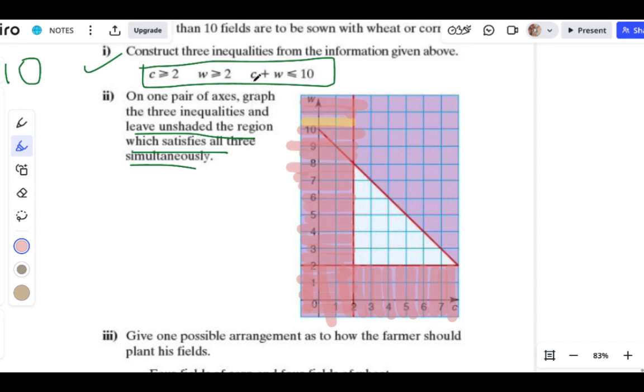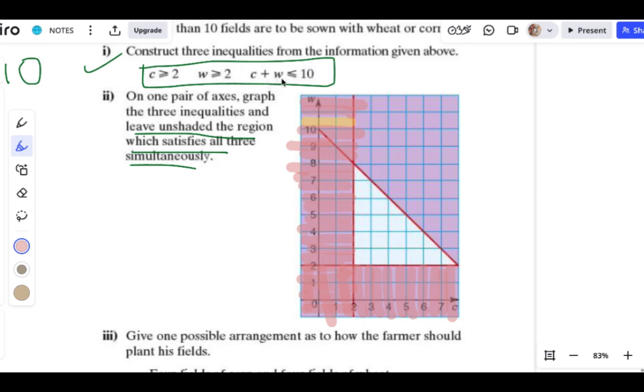Then we draw this inequality, C plus W is less than or equal to 10. It means you're going to draw a line from 10 on the W side to 10 on the C side. Okay, this line is supposed to extend there to 10, because C plus W equals 10. If you move W to this side, it will be minus. That's why this will be a negative gradient.